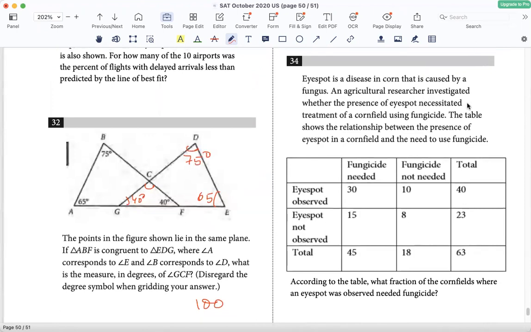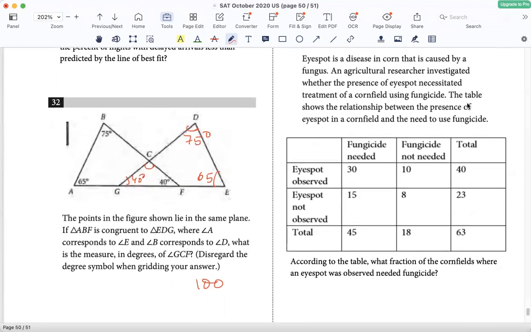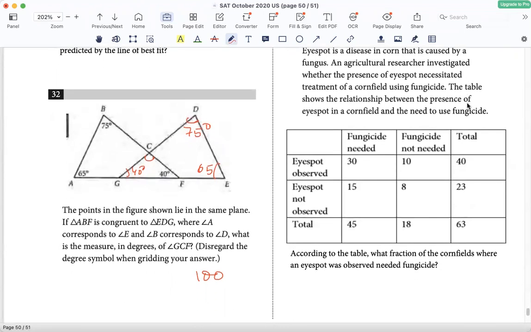Eye spot is a disease in corn that is caused by a fungus. An agricultural researcher investigated whether the presence of eye spot necessitated treatment of cornfield using fungicide. According to the table, what fraction of the cornfields where an eye spot was observed needed fungicide? So eye spot was observed in 40 cornfields, and the ones which needed fungicide was 30. So what fraction? 3/4.